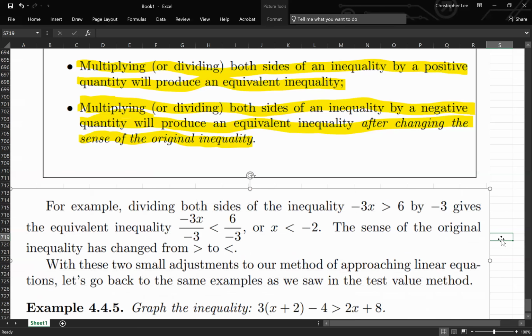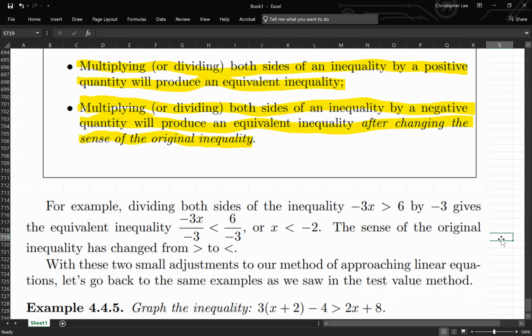So, for example, dividing both sides of the inequality negative 3x is greater than 6 by negative 3 gives the equivalent inequality, right, of negative 3x divided by negative 3 less than 6 over negative 3, x is less than negative 2. The sense of the original inequality has changed from greater than to less than, right? You flip the sign.